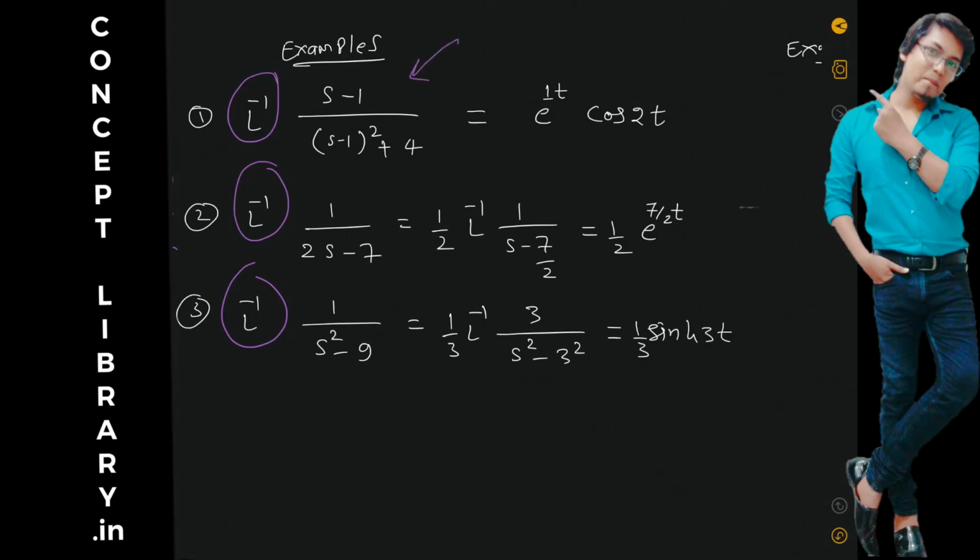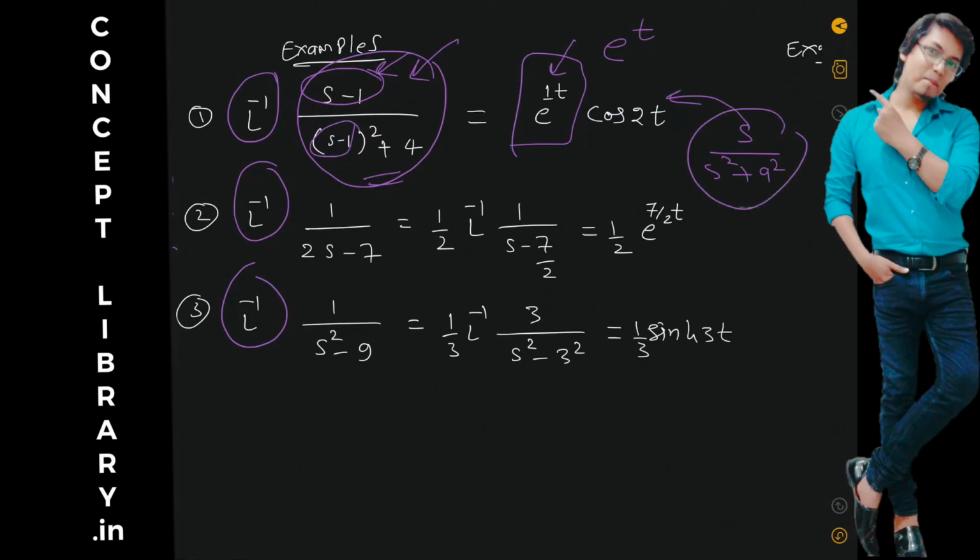So Laplace inverse of s by (s minus 1) whole square plus 4. You see this s minus 1 means first shifting property, right? It means e power 1t. I have written 1t properly; I could also write e power t, but to be clearer and simpler I am writing e power 1t. And this is which form? This is the form of s by s square plus a square, so this goes for cos 2t, right? Because this 4 is nothing but 2 square. I hope it's clear. We are doing inverse Laplace.